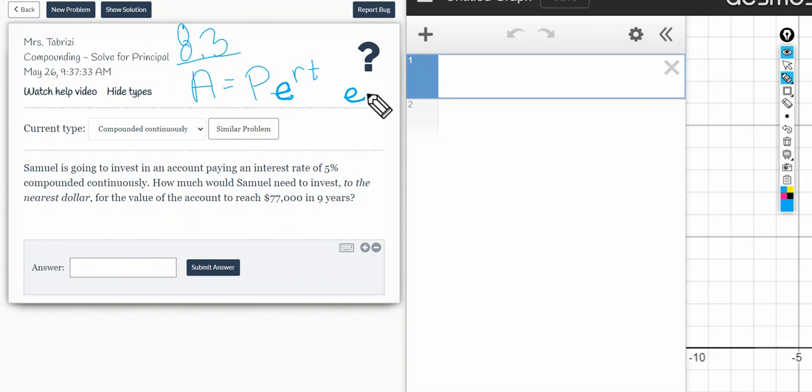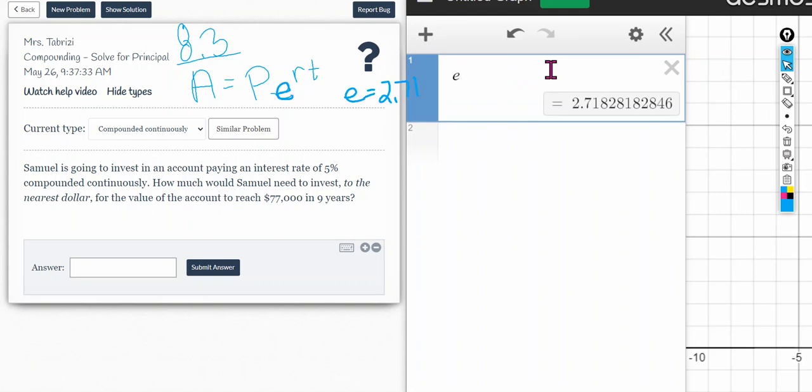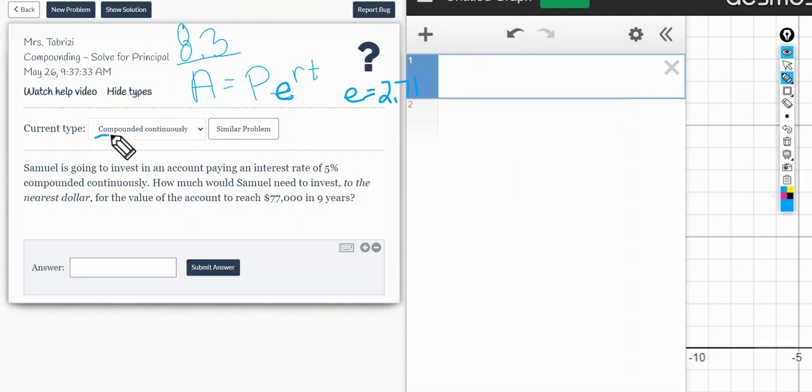Now remember that E equals 2.71 approximately. All right, so if I am in Desmos and I type E, it automatically gives me that number that it is approximating. Right? Nothing special, just type the letter E on your keyboard. Okay, so this formula is for compounding continuously.